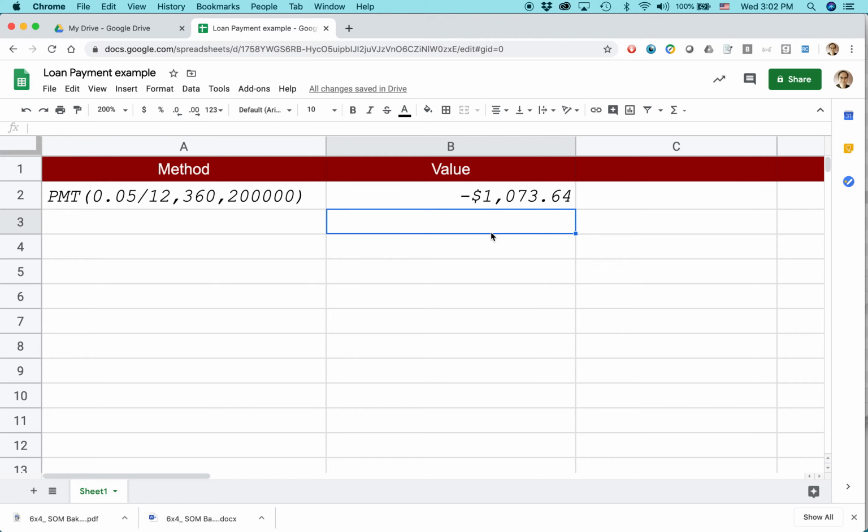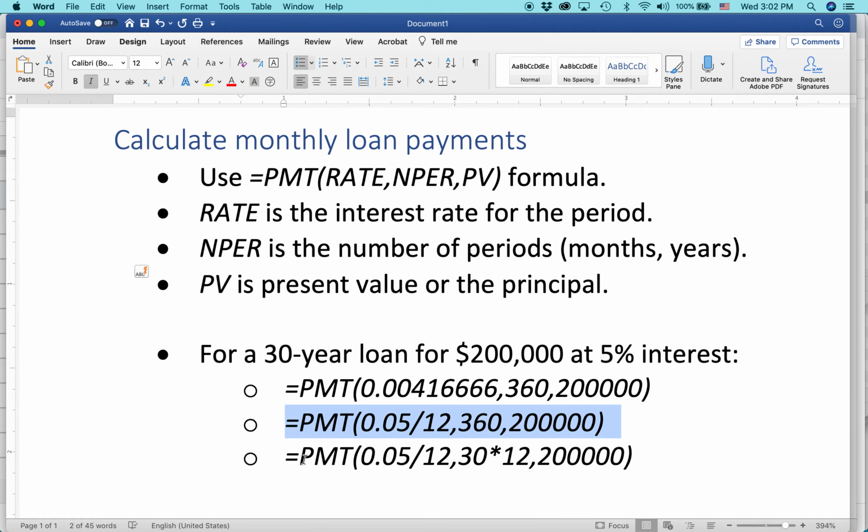So it's negative $1,073.64. It's a negative number because it's a payment going out. And actually, I noticed in Excel when I do the same thing, it doesn't express it as a negative. So Google Sheets and Excel look at those a little bit differently. If you wanted another way to do it, you could do the one just below it. And this really takes away the guesswork. So instead of doing 360 months, you just do the multiplication inside there.